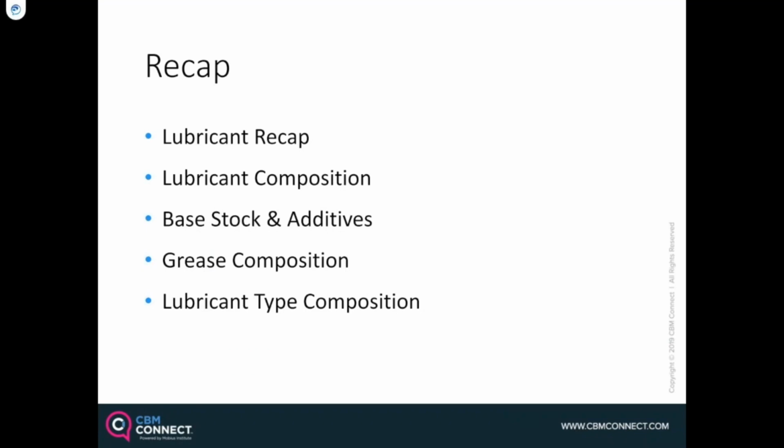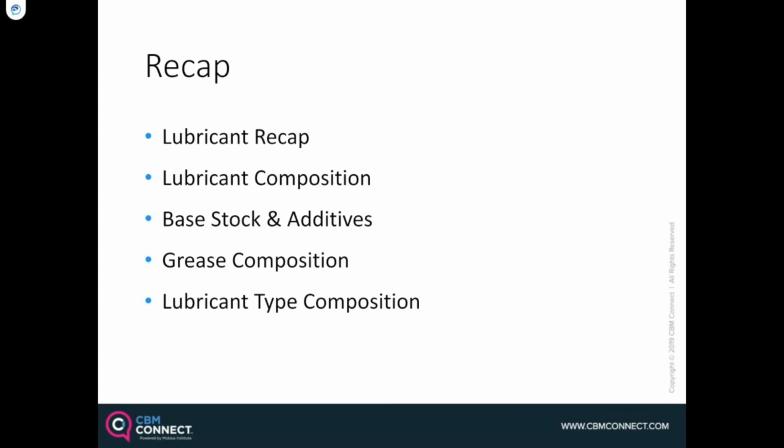So let's recap a little bit of what we've covered today. We talked about fluids. What are the additives? What are the base oils? What are the different types of base oils that can be used in fluids? And then what are the additives that can be used in fluids? We then transferred over and talked about greases. Greases have the same base stocks. We have the same variety of base stocks to choose from.